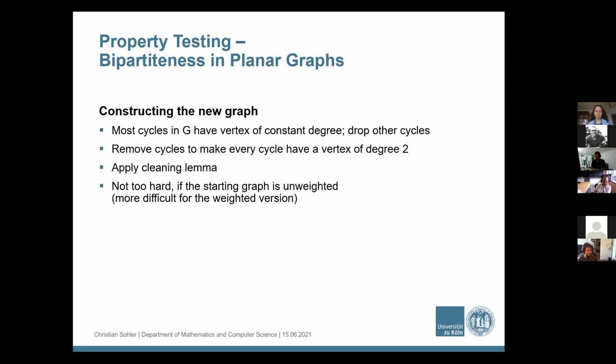Well, what one can show is that most cycles in G have a vertex of constant degree, and we just drop the other cycles. And then we remove further cycles to make sure that every cycle has a vertex of degree 2. Then we apply our cleaning lemma, which ensures that vertex degrees are either 0 or a fraction of the original vertex degree. And this, again, one can do essentially by using some averaging arguments, at least if the graph is unweighted. Later on, we also have to do it for the weighted version, and that's a bit more complicated.